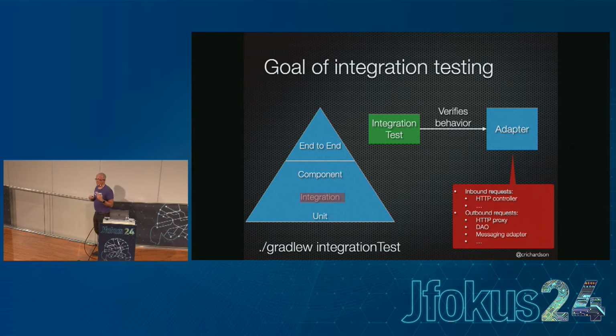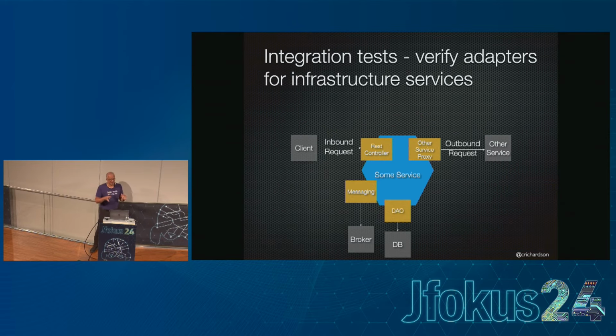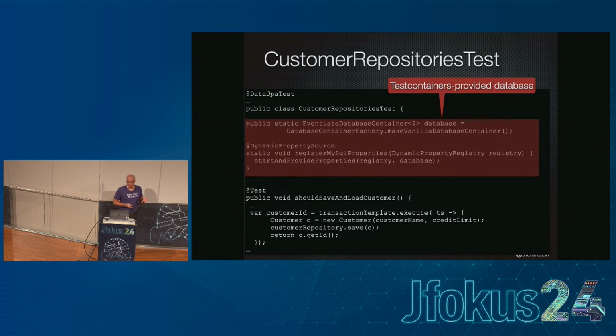So if you have adapters that are communicating with infrastructure services, so we've got a picture of a service here. Like you have data access objects, right? And you'd say have classes that are interacting with the message broker. The testing strategy that you would use is you would actually launch a database or launch a message broker as part of the test, and then invoke that adapter and make sure that it's interacting correctly with that external infrastructure service. So here's an example of that.